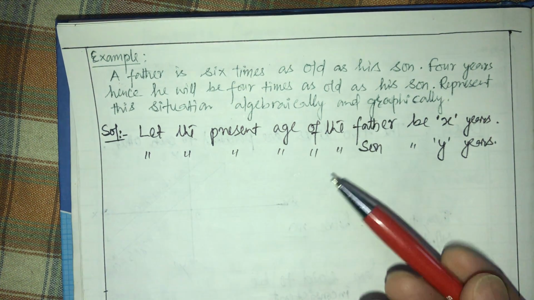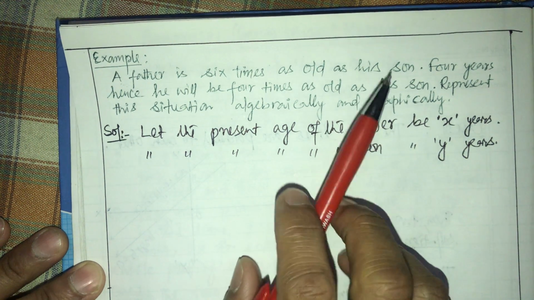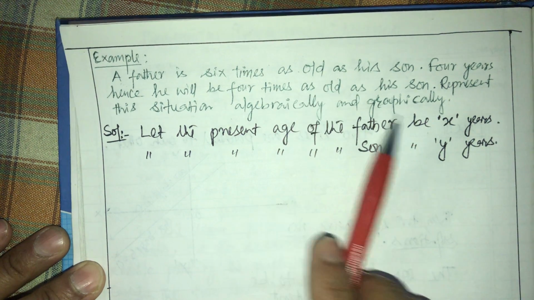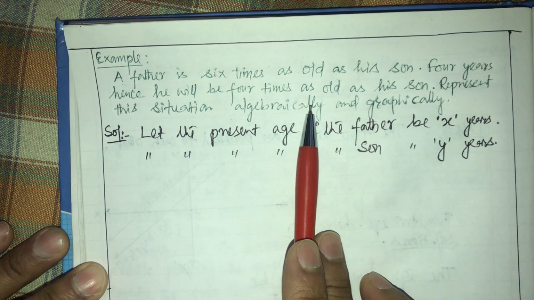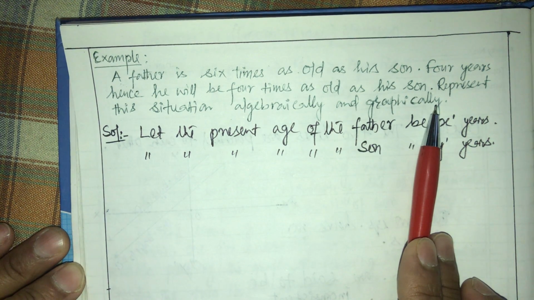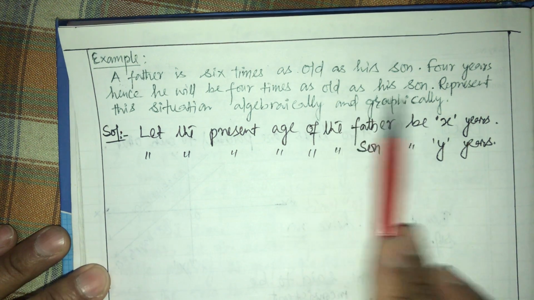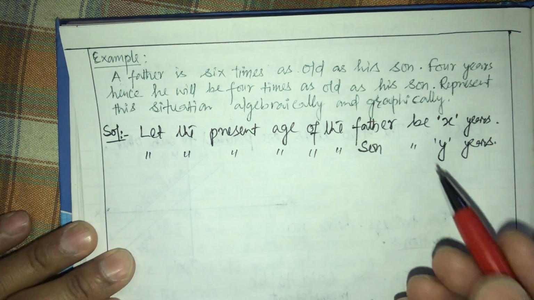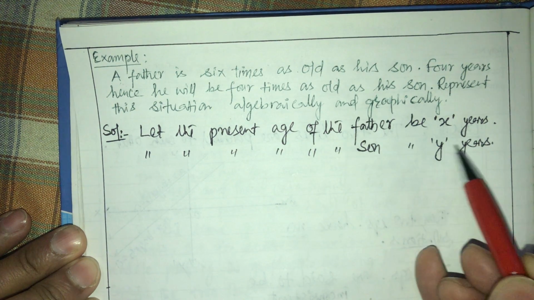So that's one example. Here we are not interested in finding the solution of this equation. We just want to form a pair of linear equations algebraically, and then we will plot the graph. We will not find the solution in such a question because it is not asked here. This simply represents the situation. So we assume the father is x years and the son is y years.